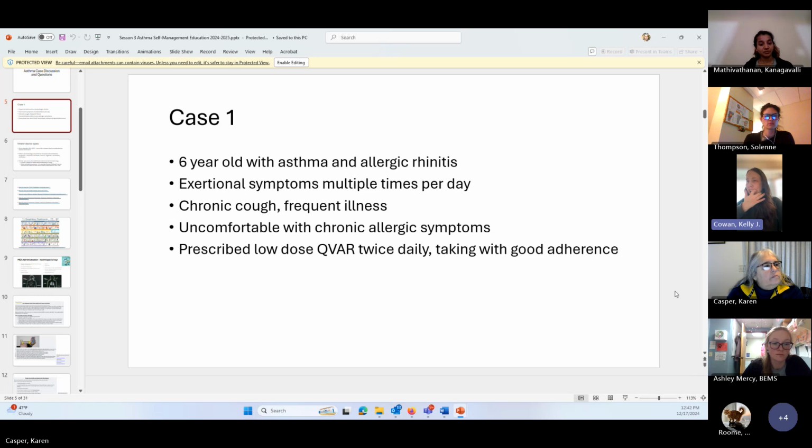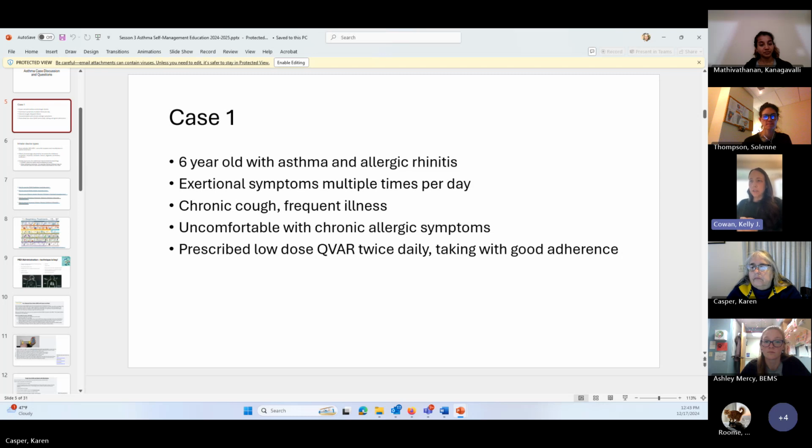Okay. So I'm going to share some cases that have come through our office to highlight some issues for schools and reinforce the content that we've covered already. So this first one is a 6-year-old with asthma and allergic rhinitis. They have exertional symptoms several times a day. They have chronic cough, frequent illness. They're pretty uncomfortable with chronic allergic symptoms, and they're prescribed low-dose QVAR twice daily, which they are taking with good adherence. So this is a child that came newly to my office with this information.